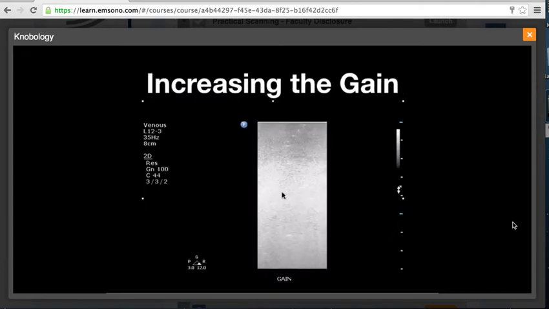Here's an example of having the gain too high. You can see that there's too much additional noise here that basically blurs out all the key structures that you're looking to visualize at baseline.